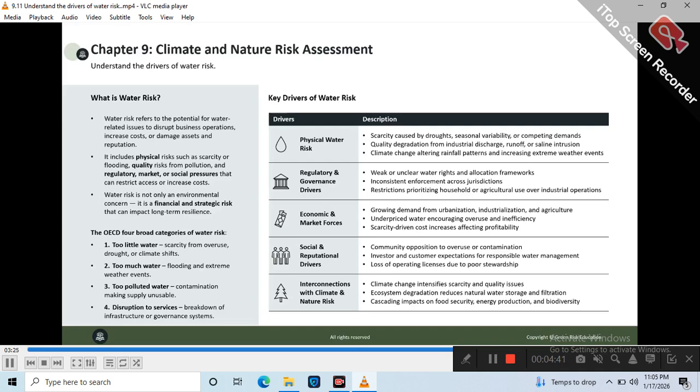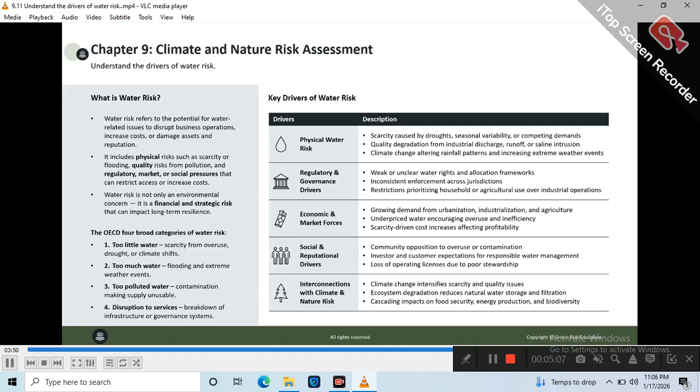The fifth and final driver is the interconnection with climate and nature risks. Water risk doesn't operate in isolation. It's closely linked with climate and nature risks. Climate change alters hydrological cycles, intensifies droughts and floods, and affects glacier and snowmelt patterns. Ecosystem degradation, like deforestation, wetland loss, and soil erosion, reduces natural water storage and filtration capacity.